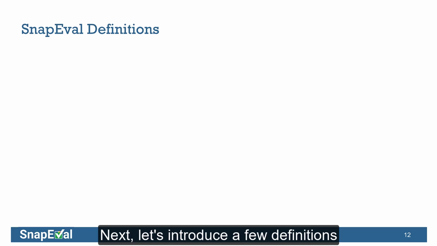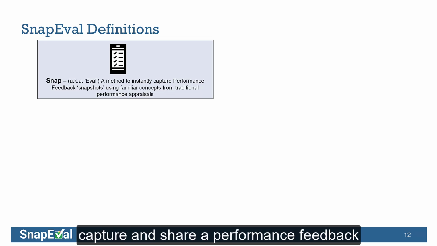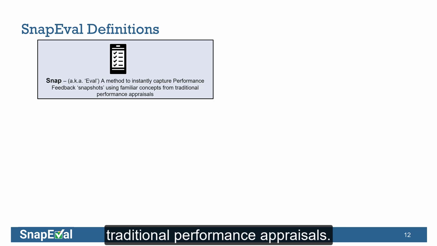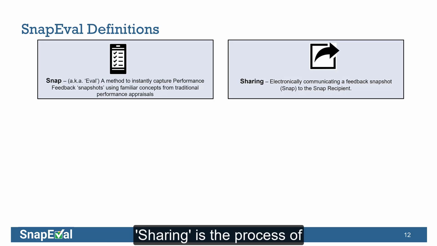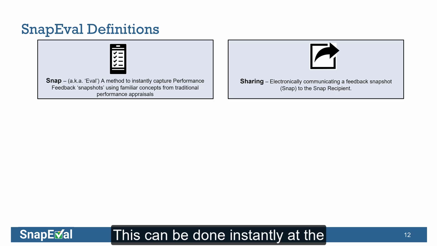Next, let's introduce a few definitions that will help when using SnapEval. A snap, also known sometimes as an eval, is a method to instantly capture and share a performance feedback snapshot using familiar concepts from traditional performance appraisals. Sharing is the process of electronically communicating a snap to the snap recipient. This can be done instantly at the same time a snap is captured or at a later point in time.